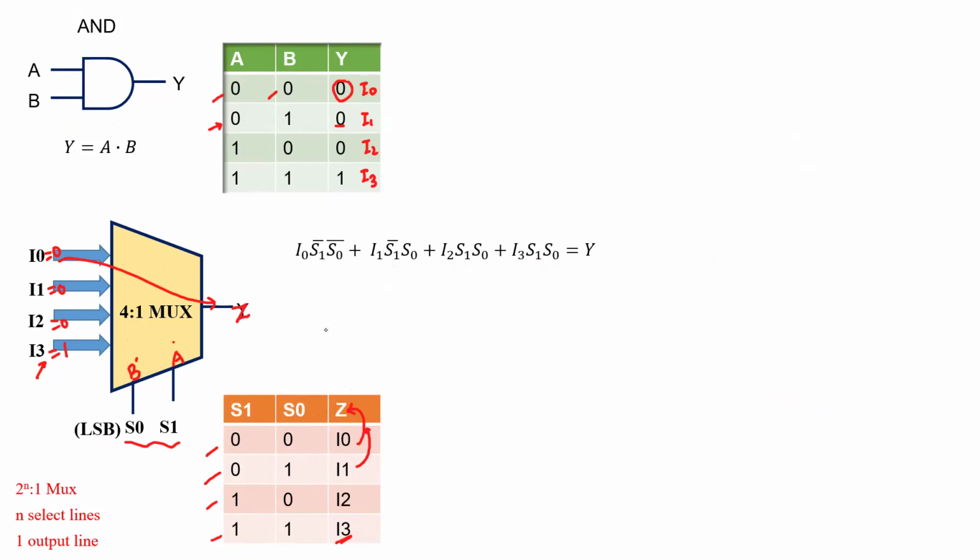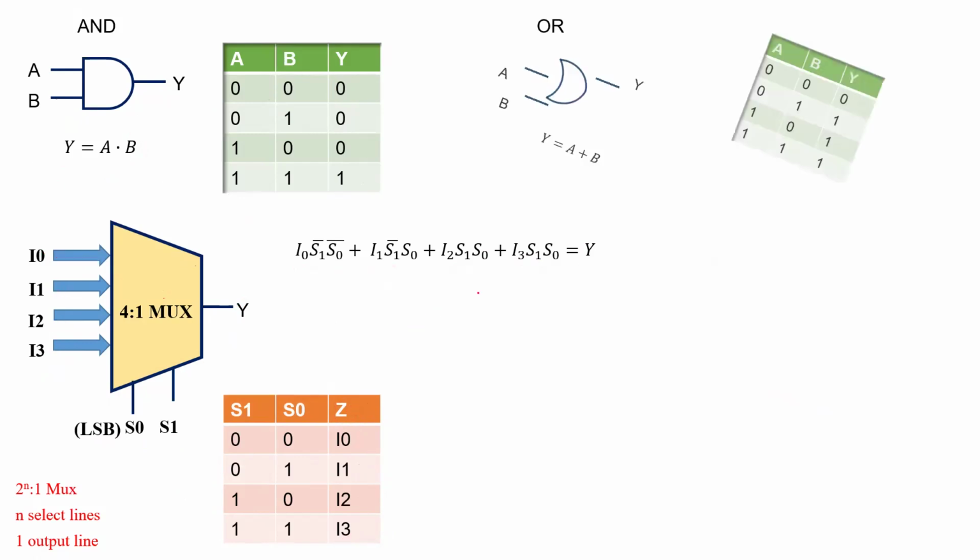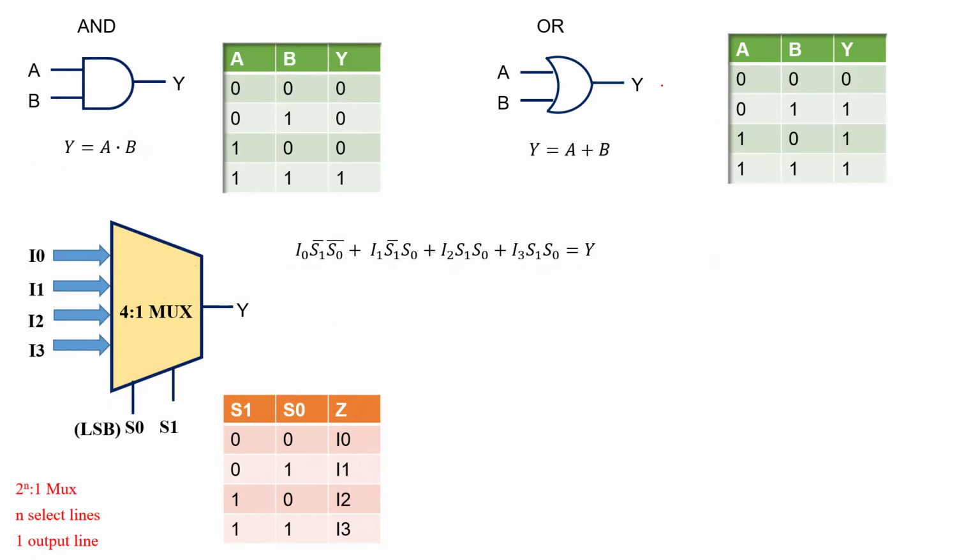Let us move on and understand how we can implement the logic OR gate. This is again very similar. The logic equation is Y equals A or B. This is the OR gate. This is the truth table of the logic OR gate, where we know that the output is equal to 1 when any one of the inputs is 1 or both of them are 1. When both of them are 0, the output is 0.